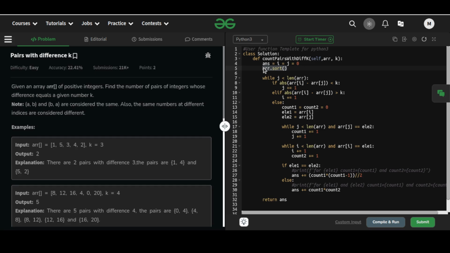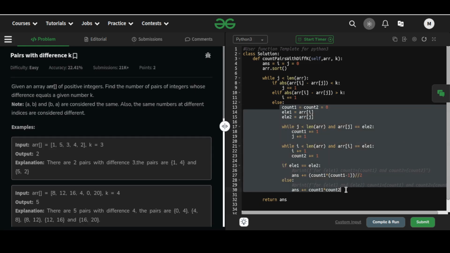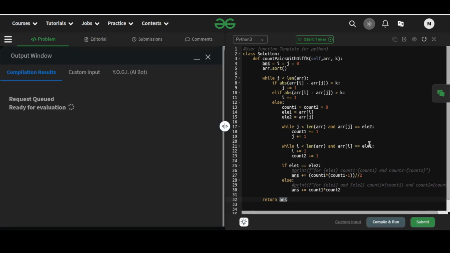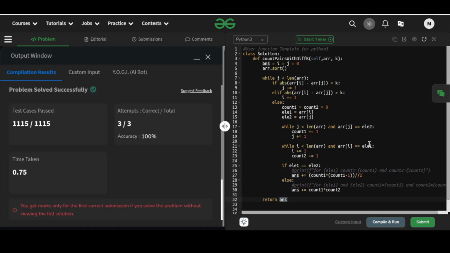So we are going to sort the array, and then we are going to iterate on the elements of the array. If the absolute difference is less than k, then in such case, let us increase j by 1. Otherwise, if the absolute difference is greater than k, then we are going to increase i by 1. Otherwise, we are going to count the number of pairs, and towards the end, we are going to return answer. So that's the Python implementation, folks. Now let us submit our solution. So our Python solution got accepted.